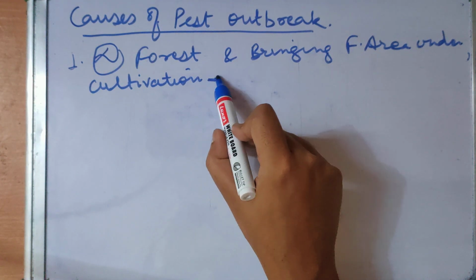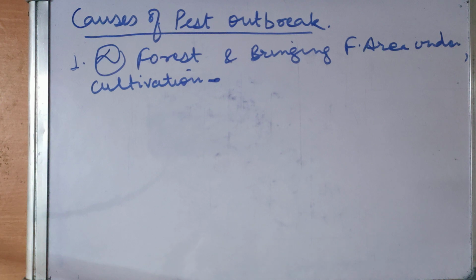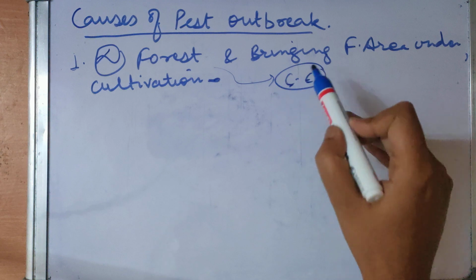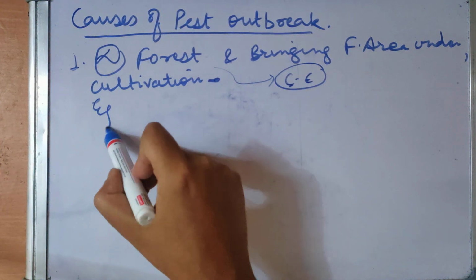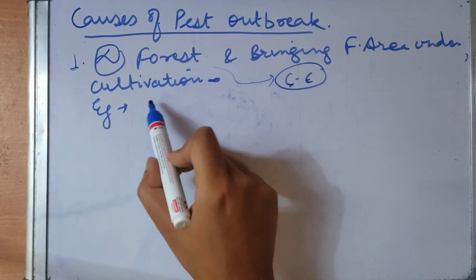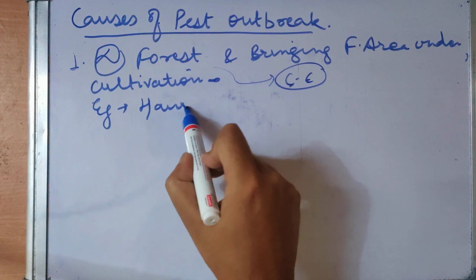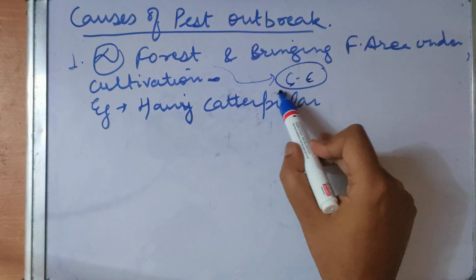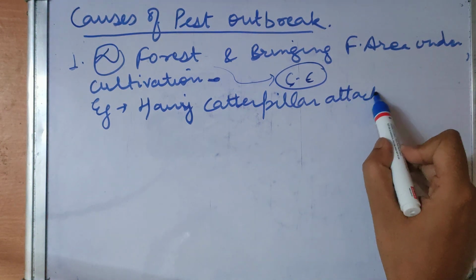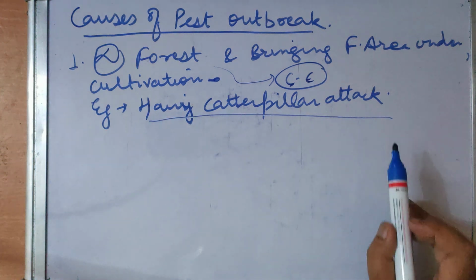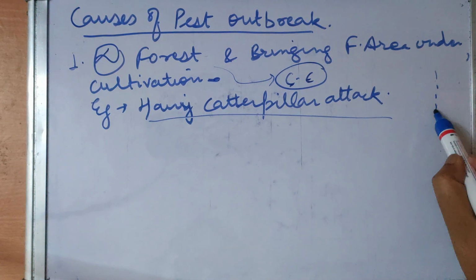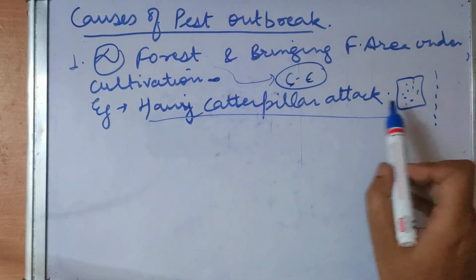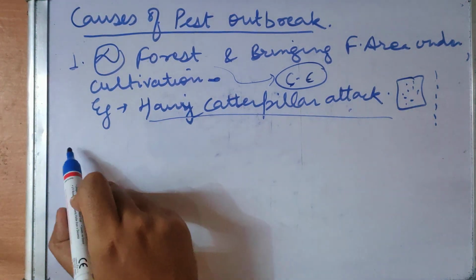That is, we have studied shifting cultivation, and this forest area is shifted to cultivated crops. So for example, you can see hairy caterpillar attack. This is always seen near the forest area. Suppose this is the forest area and here we have a field. So this field is more prone to hairy caterpillar because it is nearest to the forest.